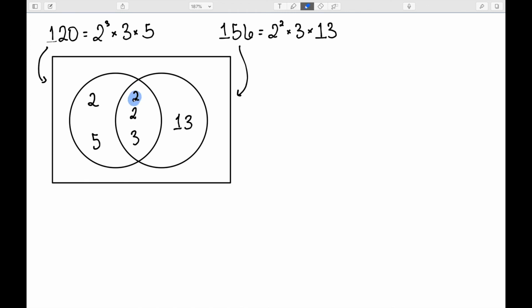So now we just multiply the numbers in the center piece, 2 times 2 times 3, which gives me 12. So that would be my greatest common factor.